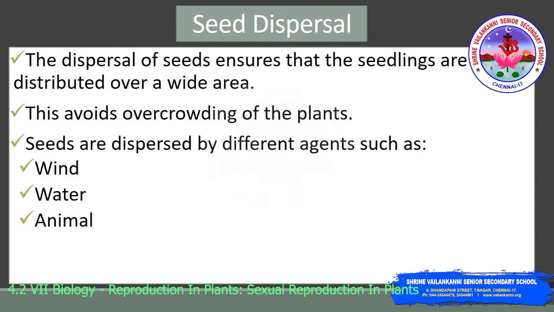Now we shall study about seed dispersal. The dispersal of seeds ensures that the seedlings are distributed over a wide area. This avoids overcrowding of the plants. Seeds are distributed by different agents such as wind, water, animals.